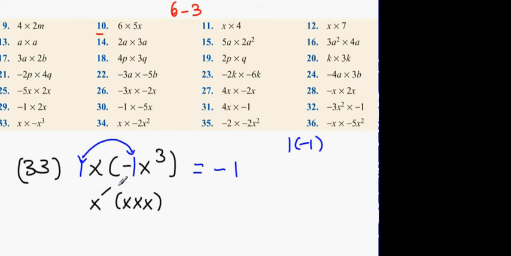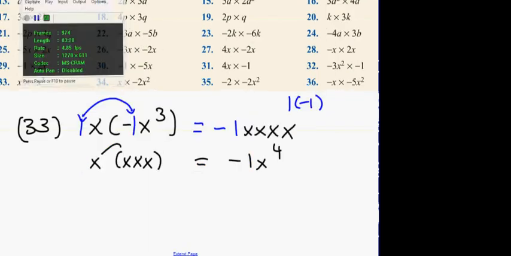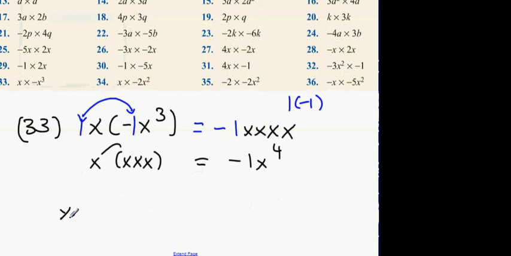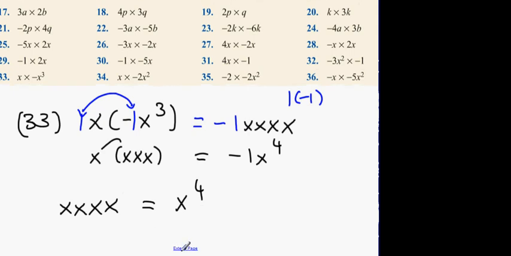When I multiply them, what happens? How many x's do I have? 4. 1, 2, 3, 4. And what does that change into? Minus 1x to the power of 4. That's the question. The question is, why is x by x by x by x, x to the power of 4? Okay, now I'm going to explain something to you, Jan.